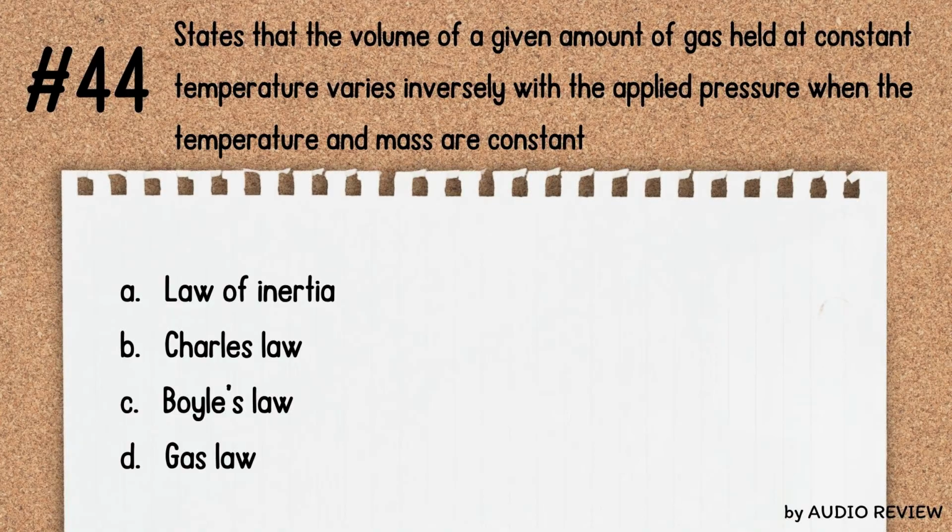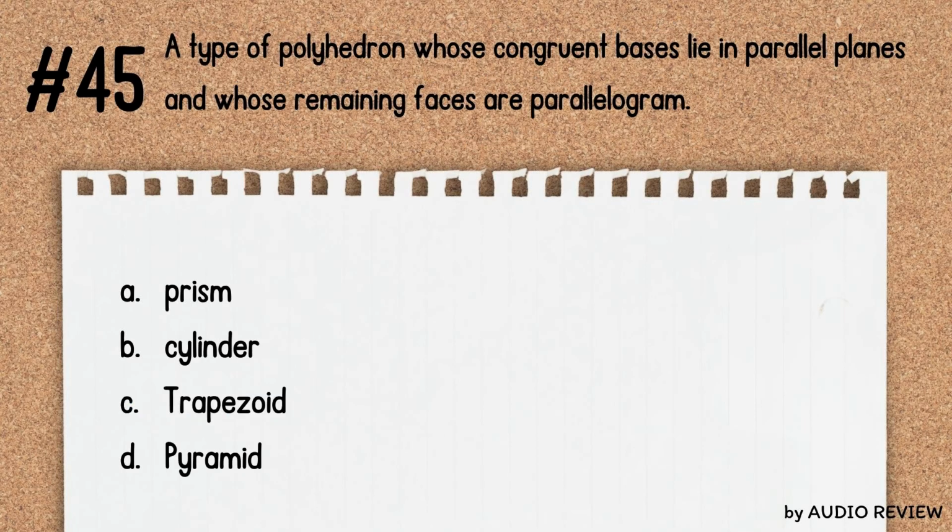Question number 44. States that the volume of a given amount of gas held at constant temperature varies inversely with the applied pressure when the temperature and mass are constant. A. Law of inertia. B. Charles' law. C. Boyle's law. D. Gas law. The answer? It's C. Boyle's law. Boyle's law. States that the volume of a given amount of gas held at constant temperature varies inversely with the applied pressure when the temperature and mass are constant. Boyle's law.